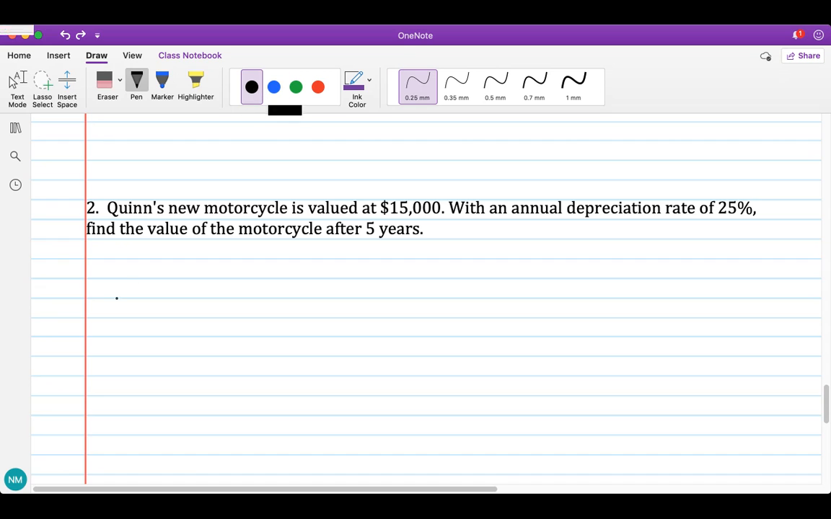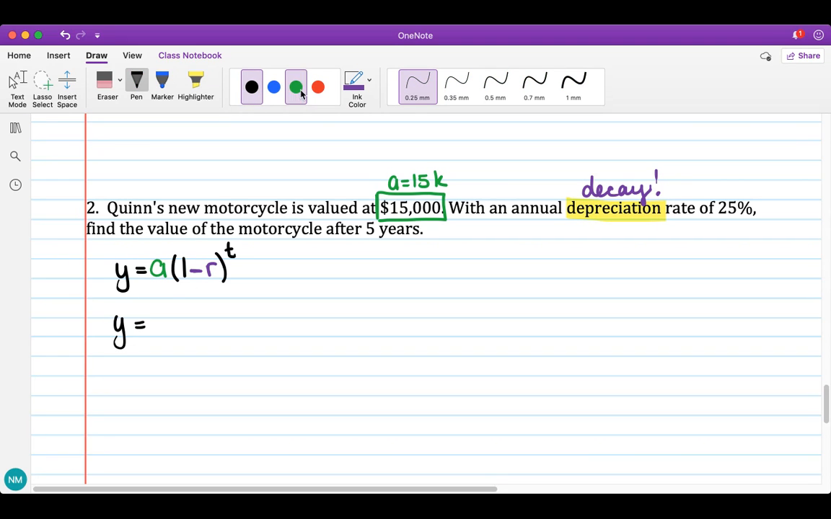So again, we have a function y equals a times 1. Now, is it going to be plus or minus? Well, I know depreciation means it's going down, so it's going to be minus r, 1 minus r to the t. And I'm going to use t so we get used to seeing another letter besides x, because almost always, it's time. So what is my a value? Well, my a value is going to be my starting value. So a equals 15,000.